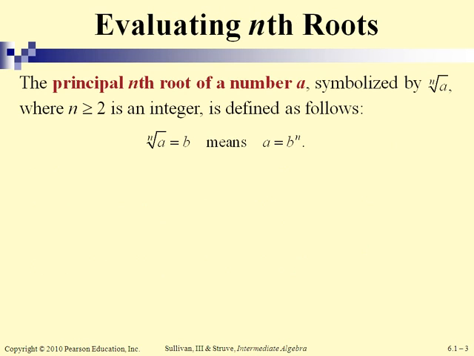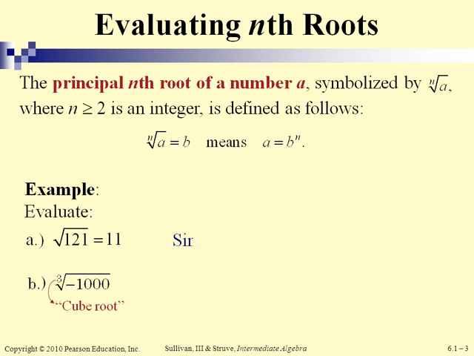We are going to look at the principal nth root of a number. What do you mean by nth root? This means the nth root. N is the index. The n here means the index. Okay? A is called radicand. So when you write nth root of a equals b, it means what? A equals b to the power n. Okay?